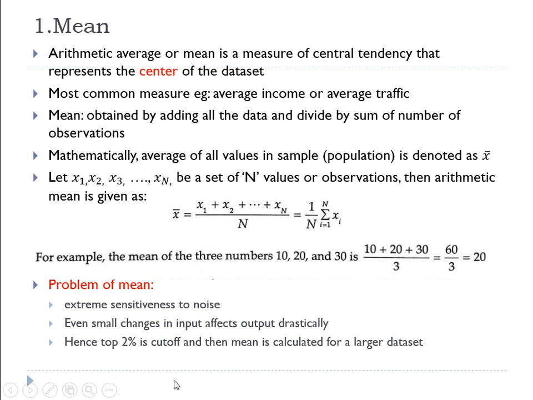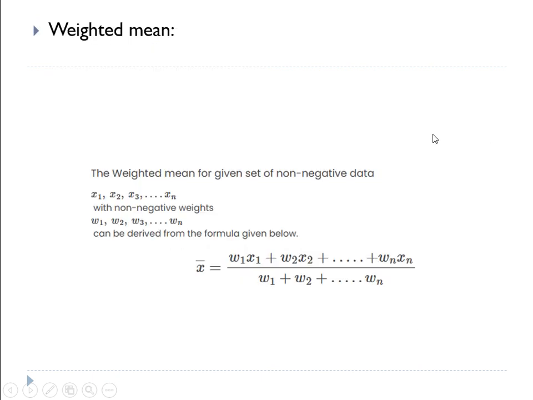Hence normally what is done is the top 2% is cut off, and then the mean is calculated for a large data set. When you have a really large data set, like let's say 10,000 values, the top 2% we are not going to consider, and just take the rest of the 98% and calculate the mean. There are again two types of mean, weighted mean and geometric mean.